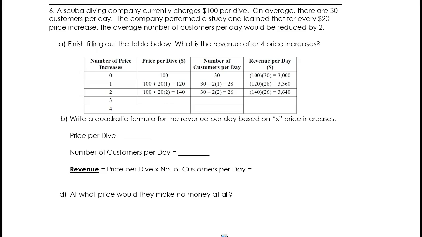Last question of the day in this super long video. A scuba diving company currently charges $100 per dive. On average, there are 30 customers per day. The company performed a study and learned that for every $20 price increase, the average number of customers per day would be reduced by 2.